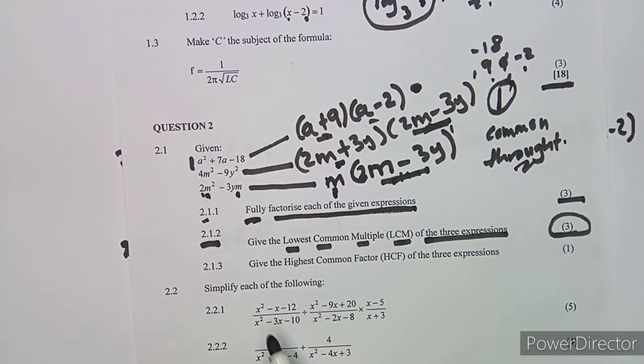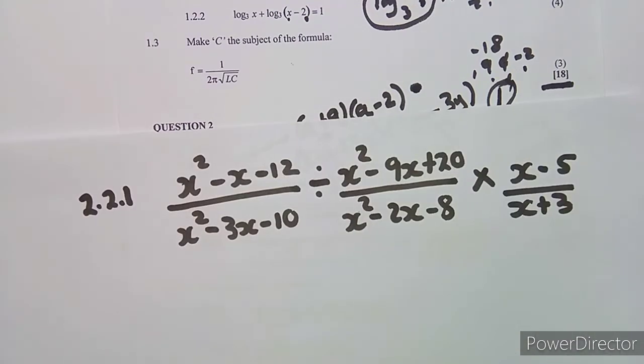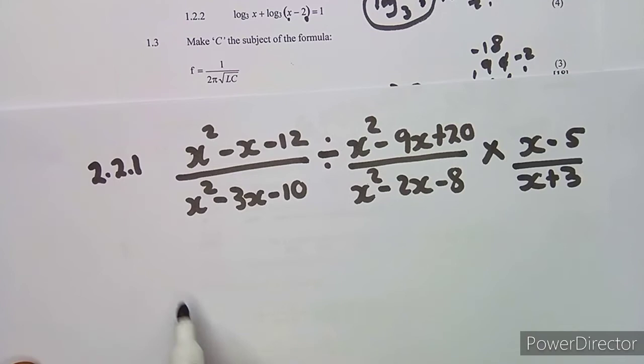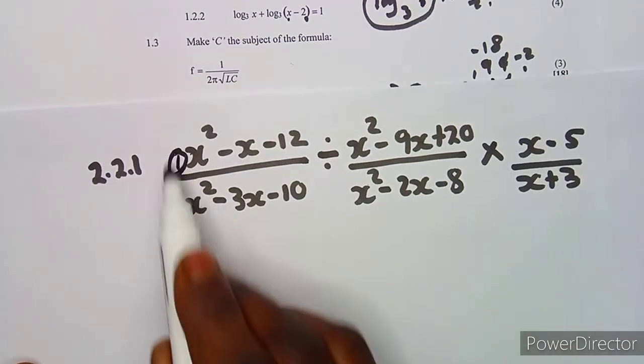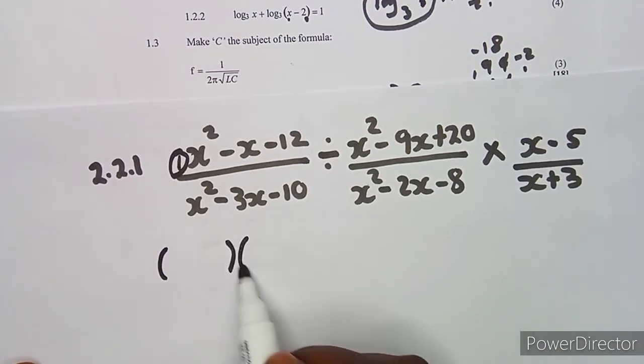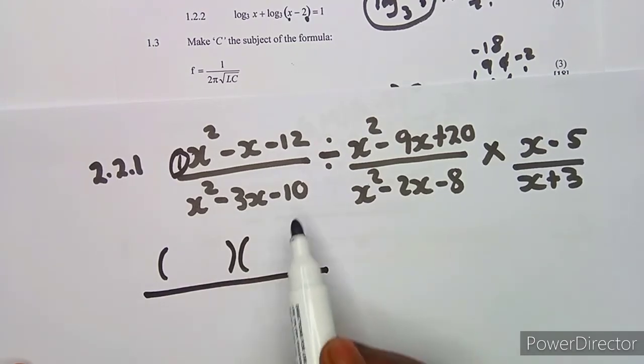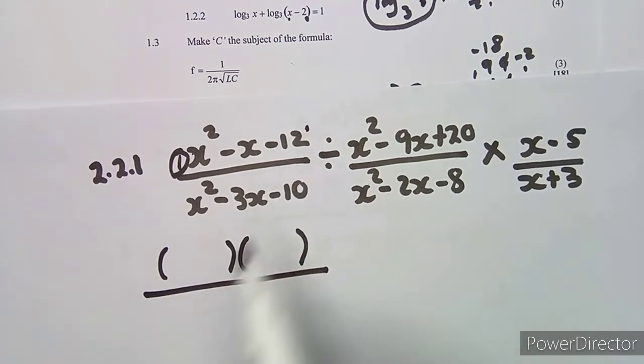Then on 2.2, we're asked to simplify each of the following. So there it's all about your factorization. That is what you're supposed to be very, very careful with. So let's just try and factorize, guys, and see what we have here. So here the coefficient of x squared is 1, so we're just going to put two brackets direct. So remember, we have to focus with them.